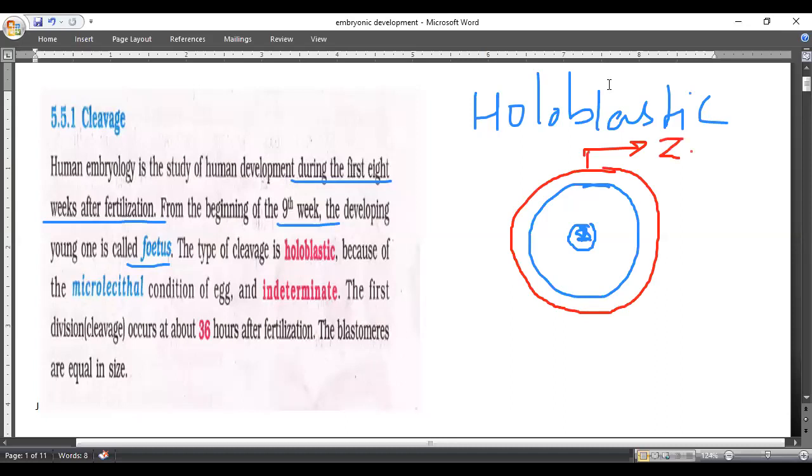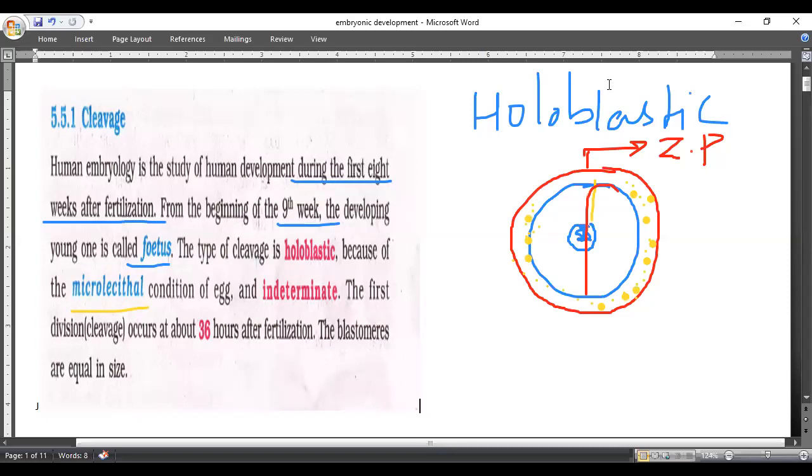After fertilization and the formation of the egg, the zona pellucida is still there, and a little amount of yolk substance is present here. Because of the little amount of yolk, we call it a microlecithal egg. Due to the very small amount of yolk, the whole zygote participates in the division.